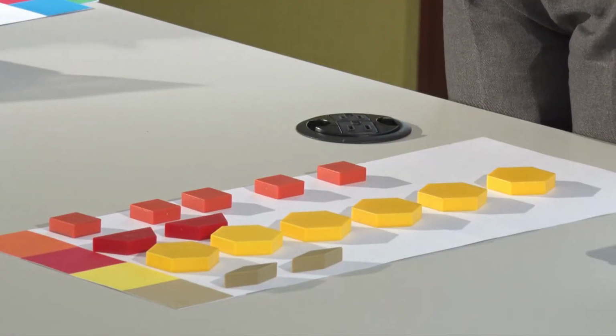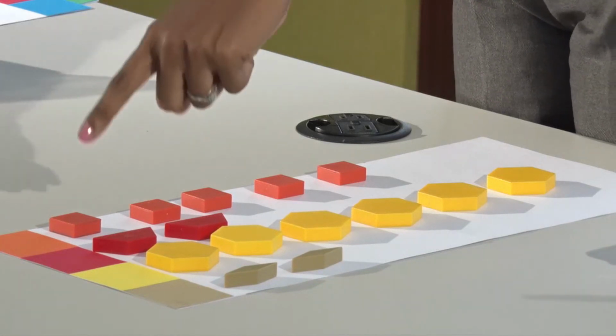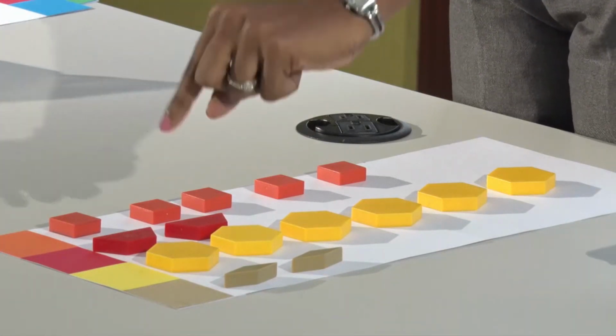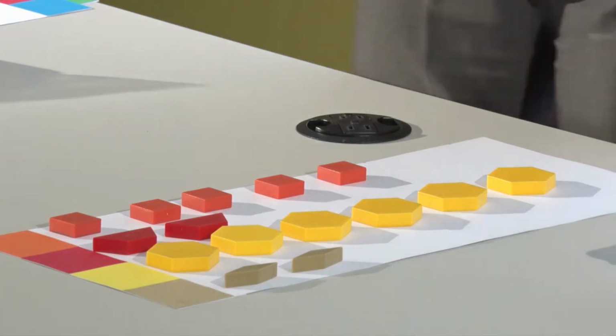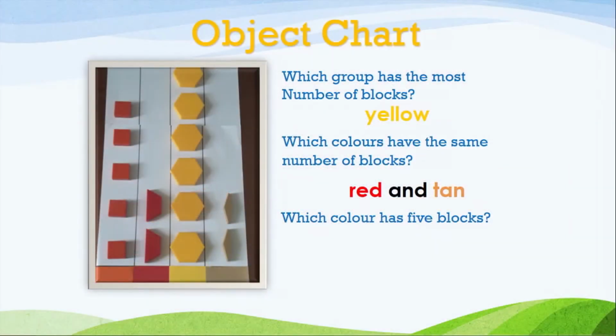Let's just count and check the others to make sure. Red only has 2, yellow has 1, 2, 3, 4, 5, 6, and tan has 2. So we know for sure that the color which has 5 blocks is orange.